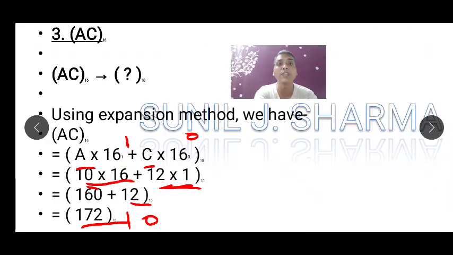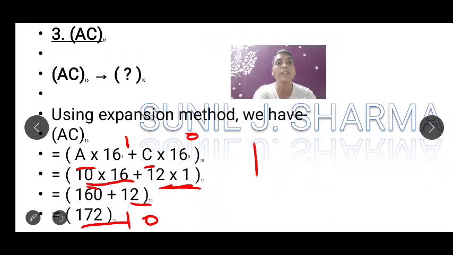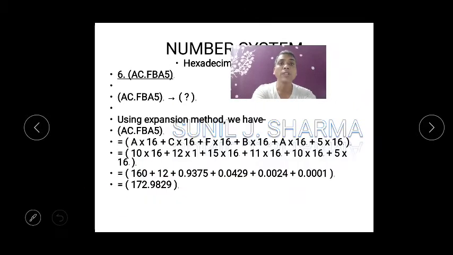When you write this on your paper, don't write the base in the expansion below. You have to write 16 raised to 1 properly like this. Whatever the number, 16 raised to 0, 16 raised to 2, like this. So write it properly. I hope you understood. Let's take one more example.